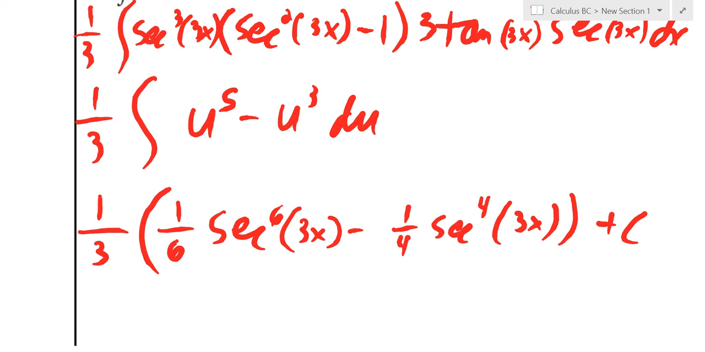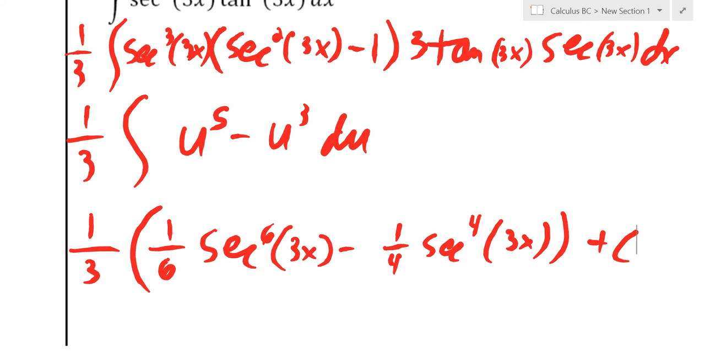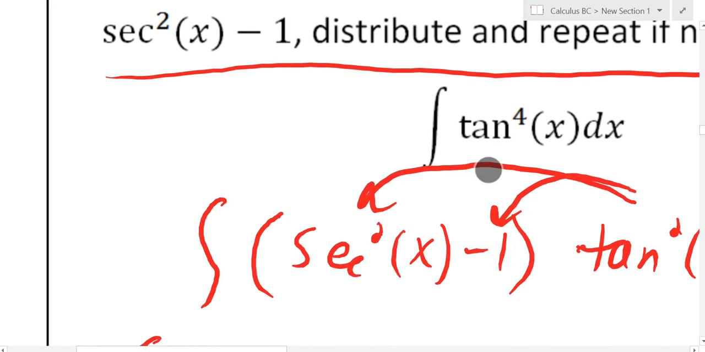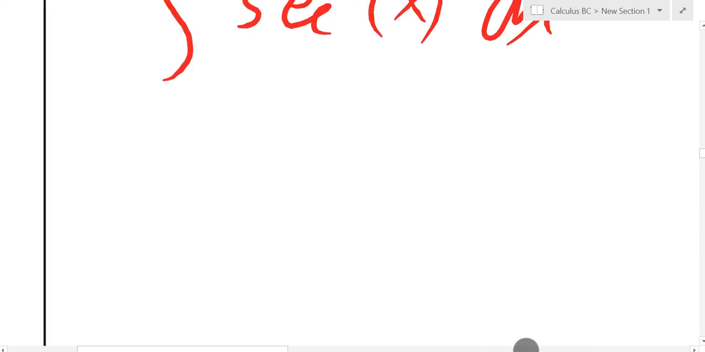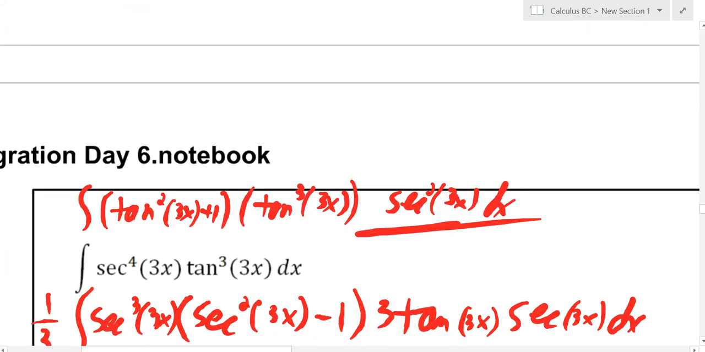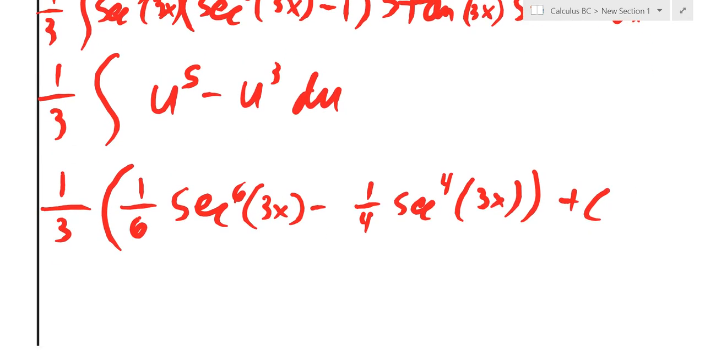What's wrong? Because u is going to be secant of 3x. So du is going to be secant 3x tangent 3x times 3. Right? Okay, so these aren't that bad. Can we keep going? How did I get all the way up here? Oh, it's u to the 5th. So when you integrate, you get u to the 6th divided by 6.